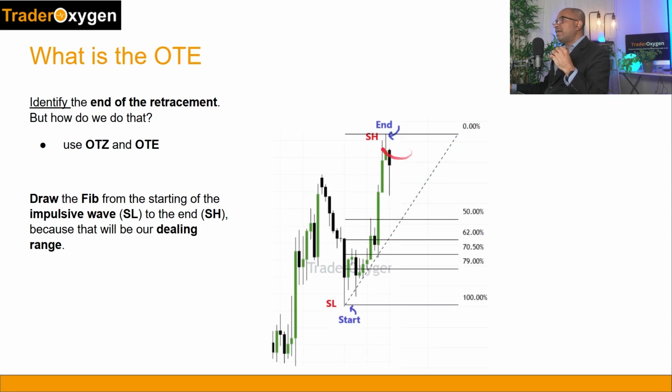Okay, so now let's say the price is up, but you want to wait for a retracement. But how do you identify the end of the retracement? That is where you use the optimal trading zone. What you do is draw the Fib tool from the bottom of the dealing range to the top of the dealing range, from this swing low to this swing high, which made this impulsive price move and the break of structure. But you first wait until the price starts retracing down, making a swing high, and only then you draw the Fib tool.